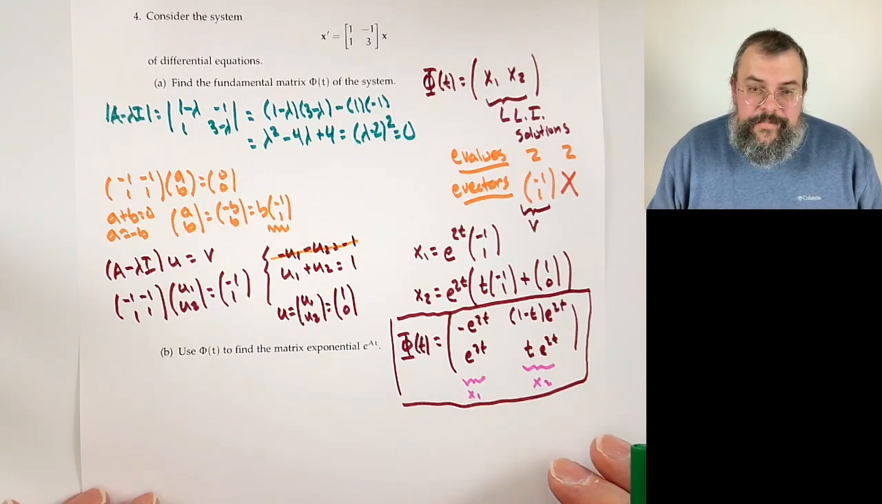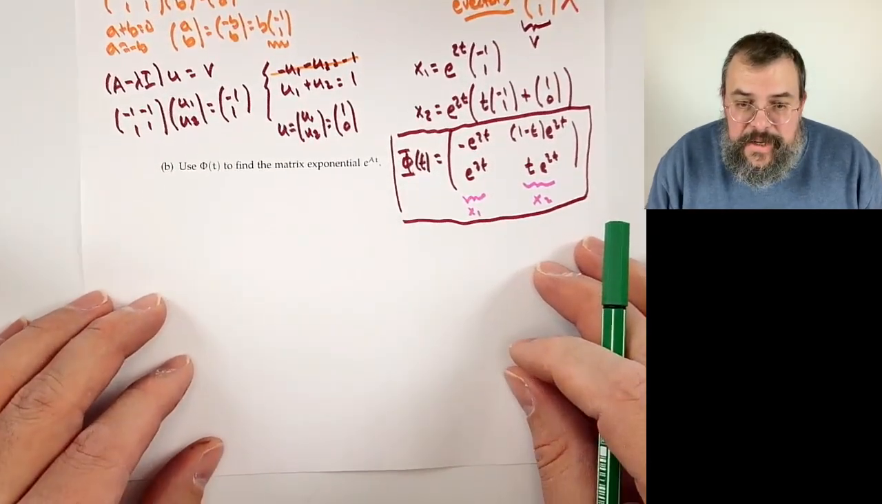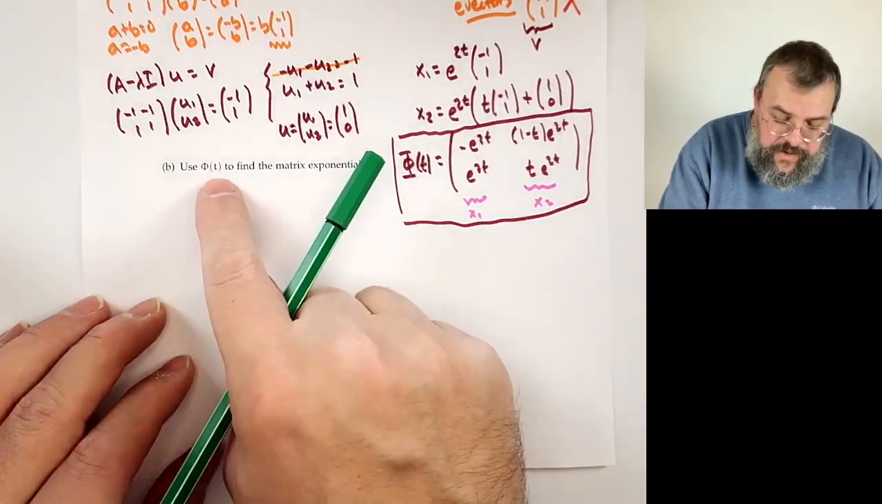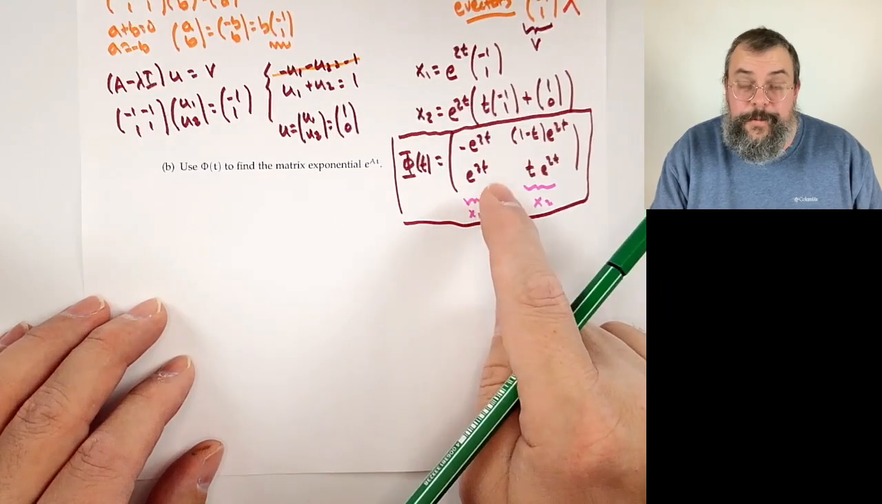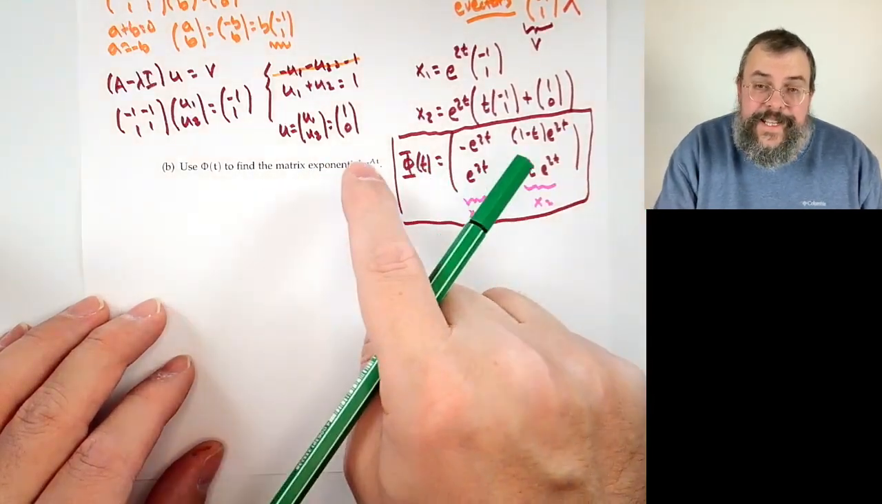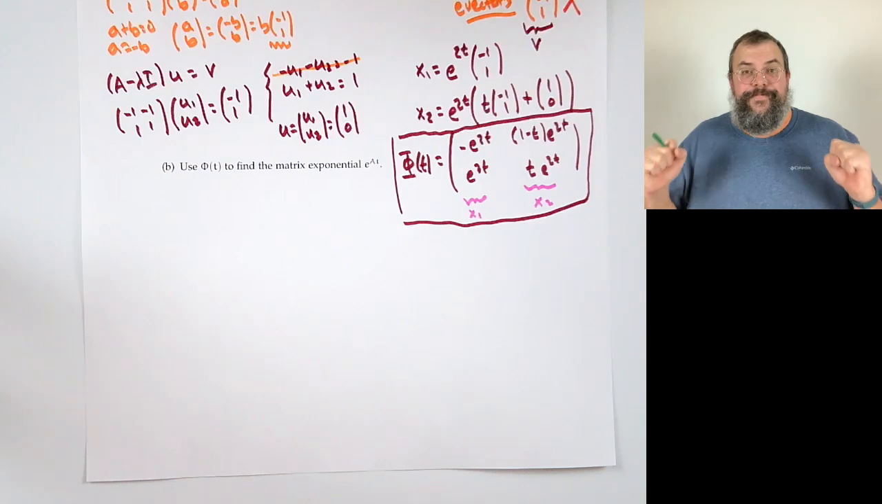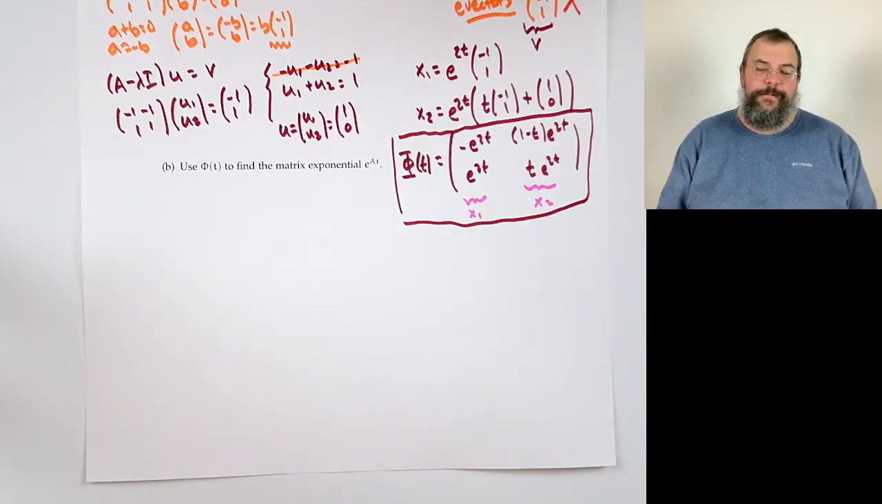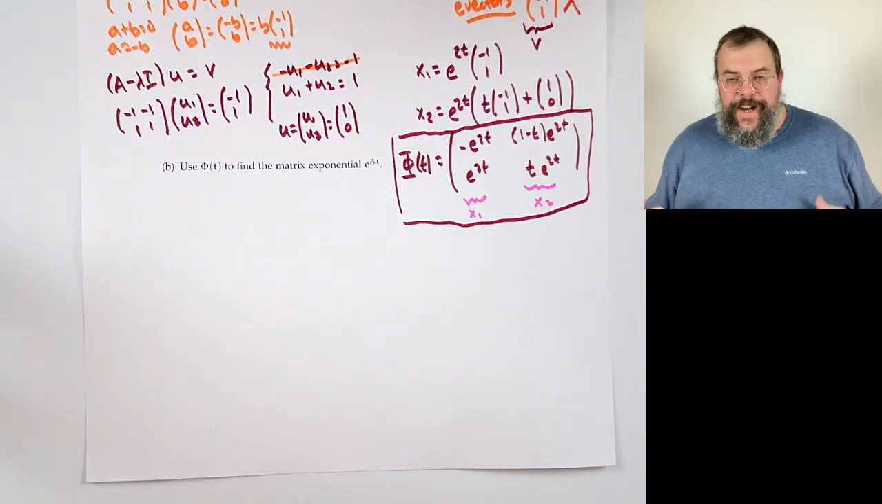Because what is part B? Oh, part B, we move it up, says use phi of t to find e to the At. Oh, so good news, we found it in part A. Okay, so here we go. All right, so how do we do it?